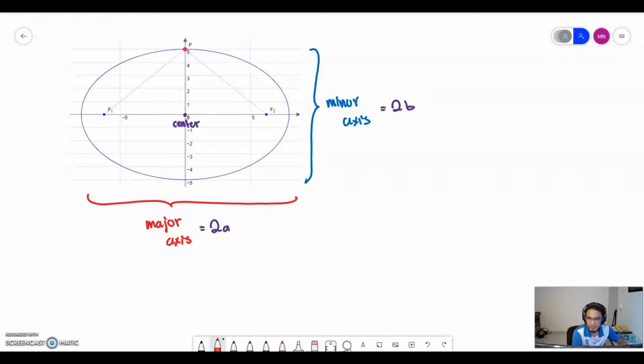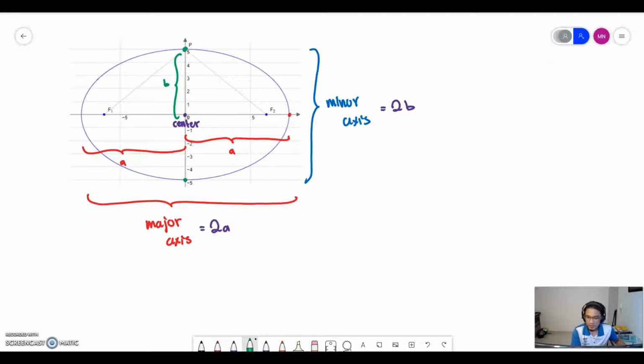So the length between the center to the vertex of the ellipse will be equal to a, and the other side will be equal to a, so the total will be equal to 2a. Meanwhile, for the minor axis, from the center to the minor vertex located up here, the length will be equal to b, and from the center to the other minor vertex at the bottom is also equal to b. So it will bring a total of 2b.